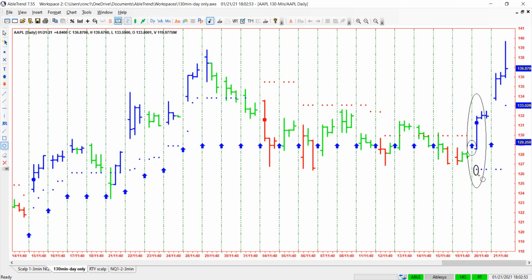We've got nice support below. We got the blue dot, and we've got the first blue bar after a series of reds and greens. So that's a perfect place to get in. It's what we call triple confirmation: blue bar, blue small dot, and a blue arrow. That's triple confirmation. On some charts, you might see an X instead of an arrow.